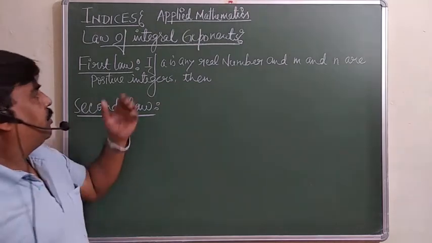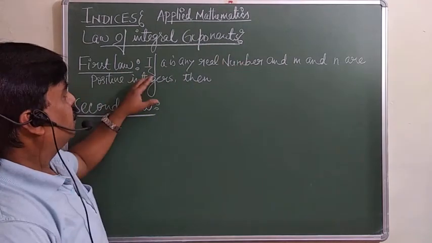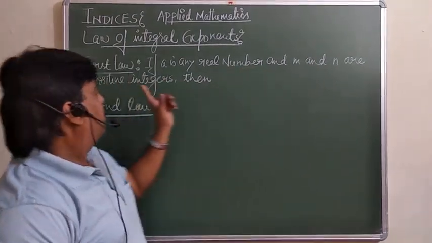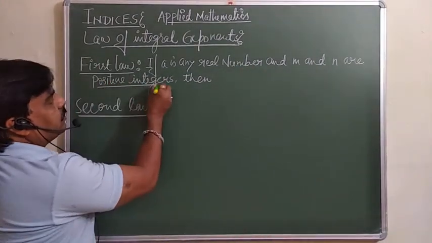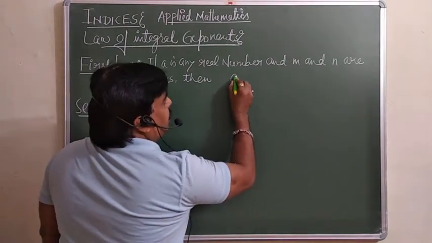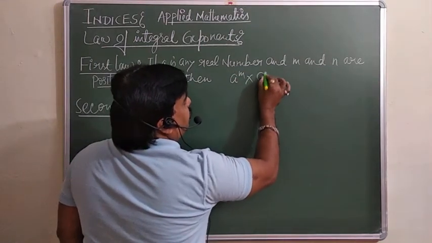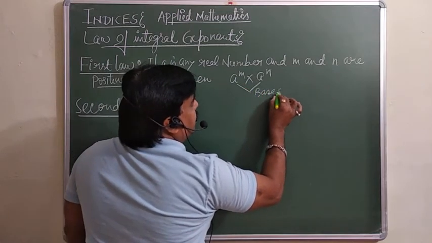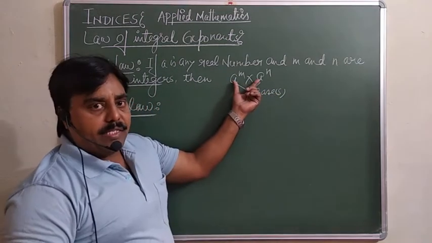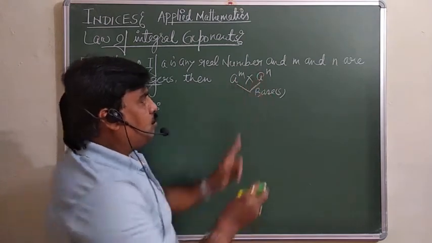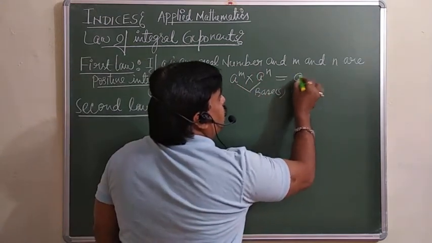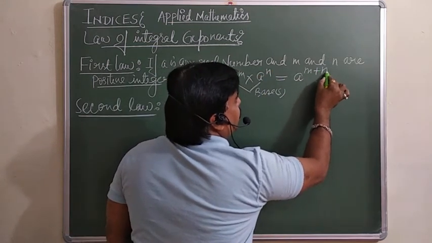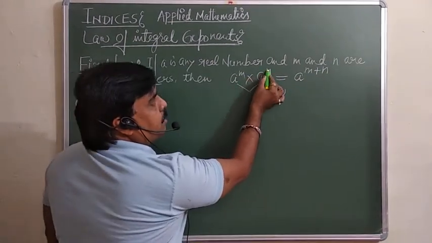Now we will discuss the first law of the indices. If a is any real number and m and n are positive integers, then a raised to power m into a raised to power n, if these bases are same and you are going to multiply them, will be equal to a raised to power m plus n. If the bases are same, powers will be added.